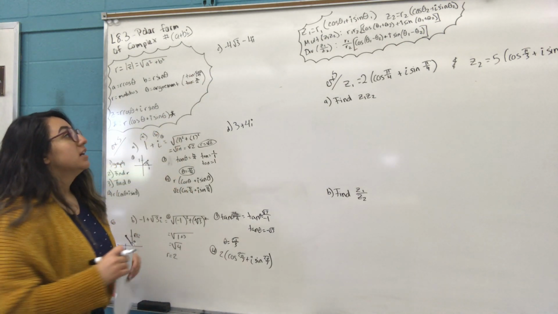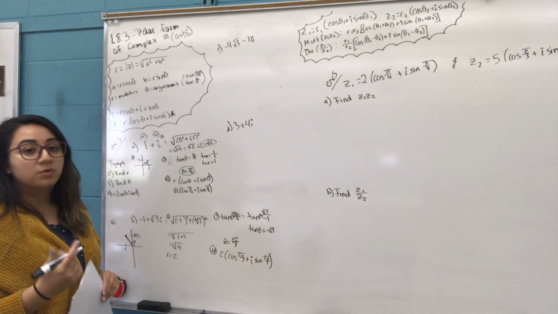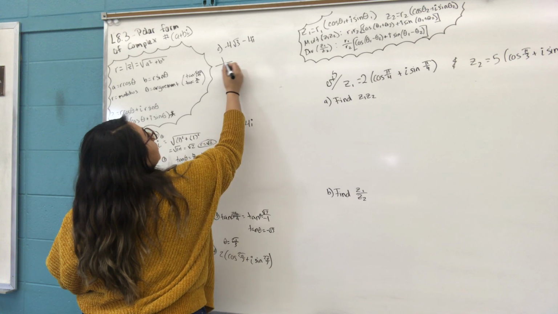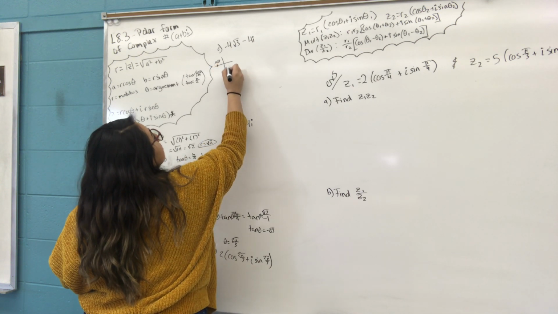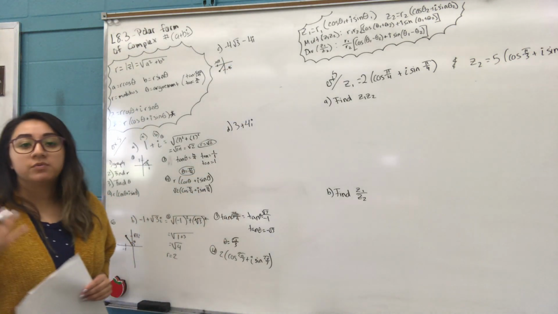Some more practice. So we have negative 4 radical 3 minus 4i. So we go ahead and graph first. Negative 4 radical 3 should be on this side, and negative 4i should be on this side. So that means our angle has to be somewhere in the 4th quadrant.